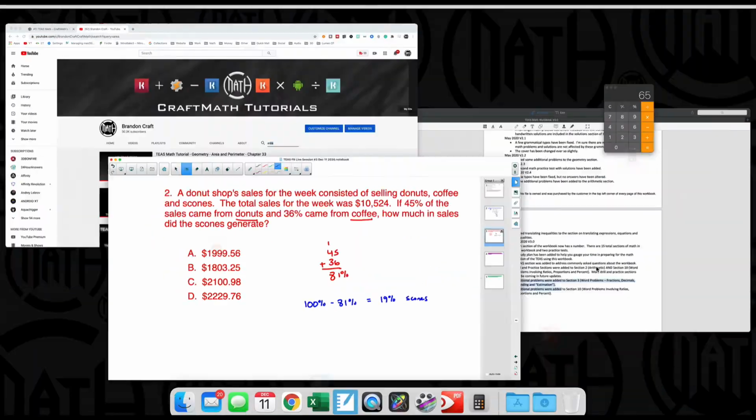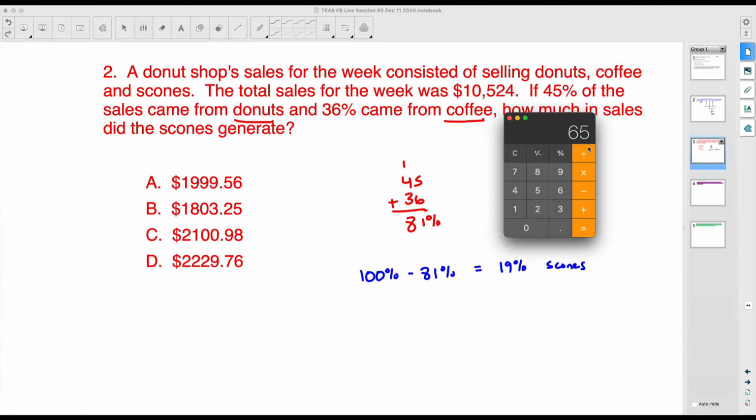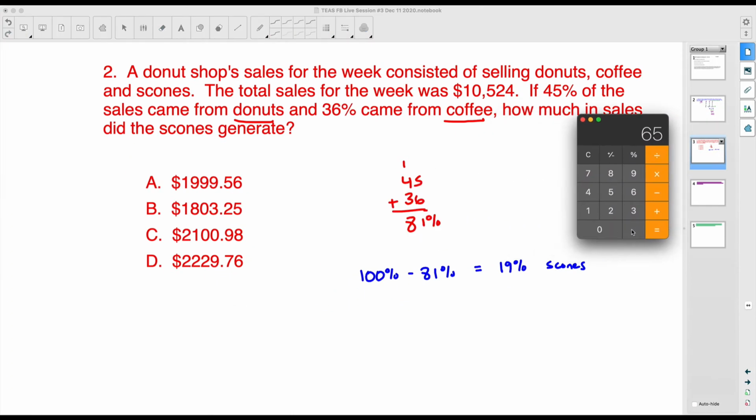Again, just one way. And now from here, all we have to do is find 19%, 0.19, that's 19%, of the total sales, 10,524, multiply, and boom, there it is. That's just one of several ways. Now, some of you might have done it differently. Here's what some of you may have done.